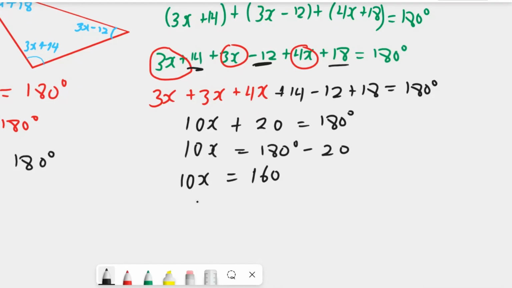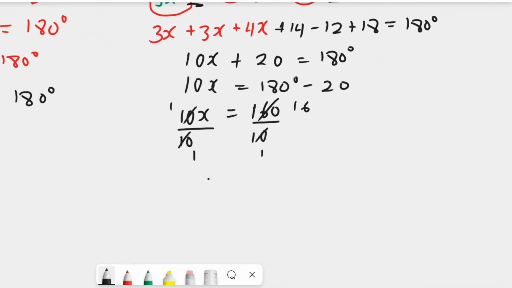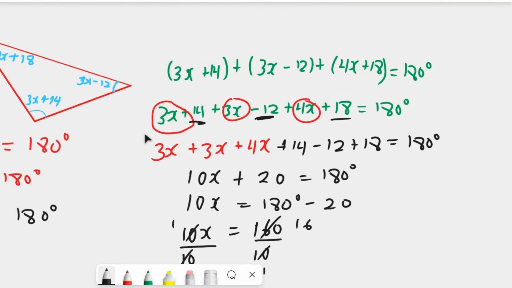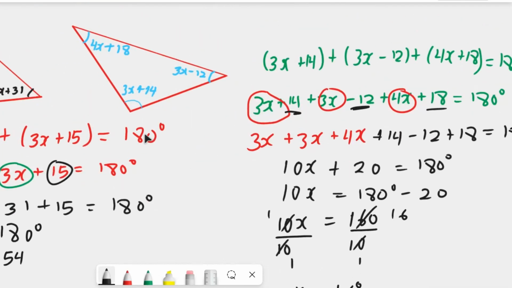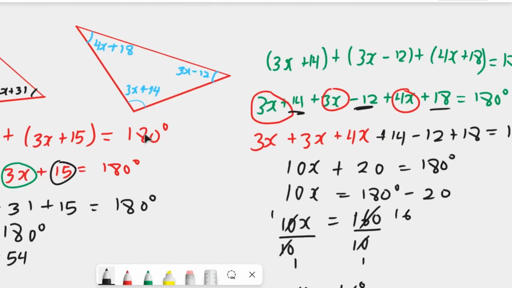Okay. So what do we do next? We divide here by 10, here by 10. So 10 goes into itself 1, 10 here 1, it goes into 160, 16 times. So that means that x is equal to 16 degrees. So that's the value of x. So that is how you're supposed to find the values of x in this. And we have used the angle property that states that the sum of the interior angles of a triangle is equal to 180 degrees.